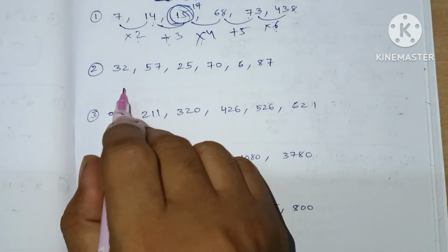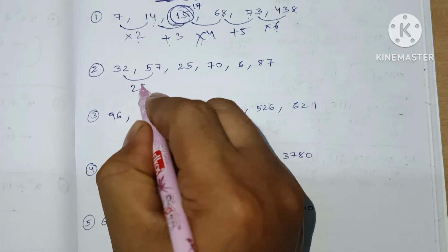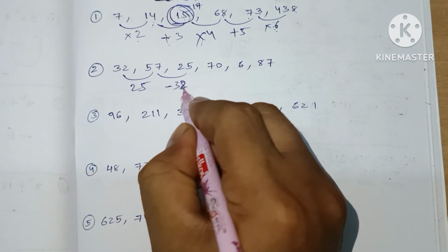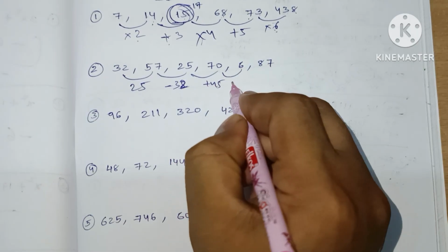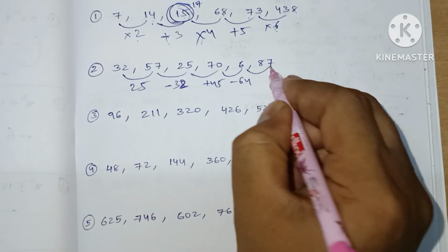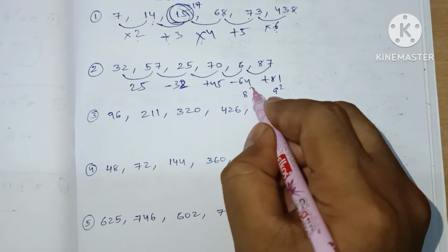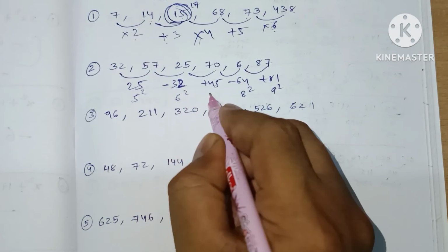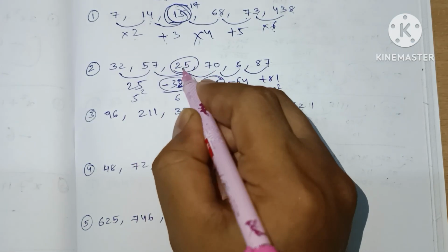Next, second question. Here the numbers are slightly varying, so we'll go with the differences. Here the difference is 25. Here the difference is minus 32. Here the difference is plus 45. Here the difference is minus 64. Here the difference is plus 81. It is 9 square, 8 square. This is 5 square. So it must be 6 square and 7 square. So these are wrong numbers. So our wrong number will be 25.